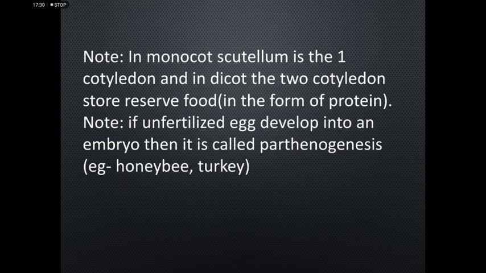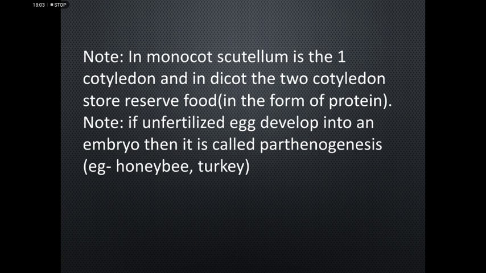In monocots, scutellum is the one cotyledon, and in dicots, the two cotyledons store reserve food in the form of protein. If an unfertilized egg develops into an embryo, then it is called parthenogenesis.